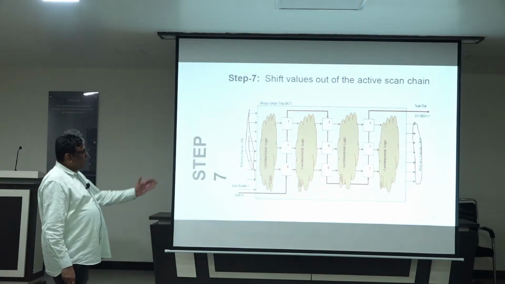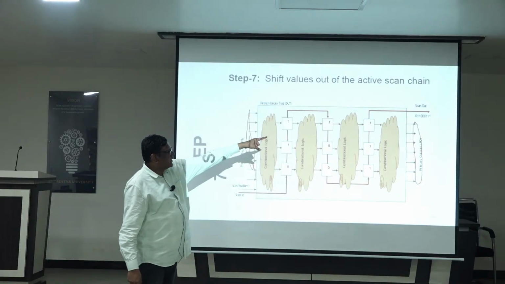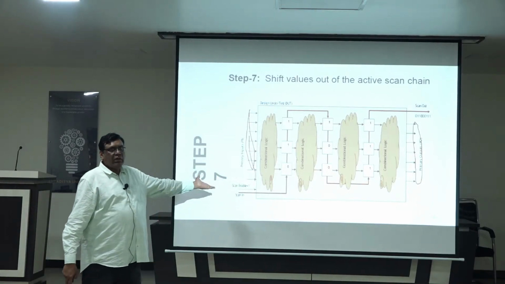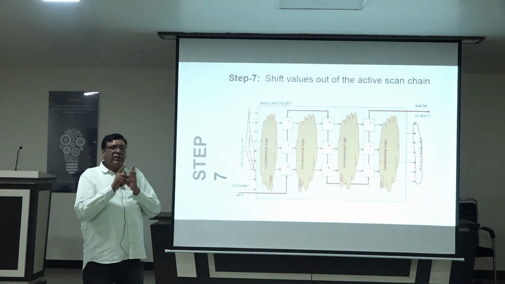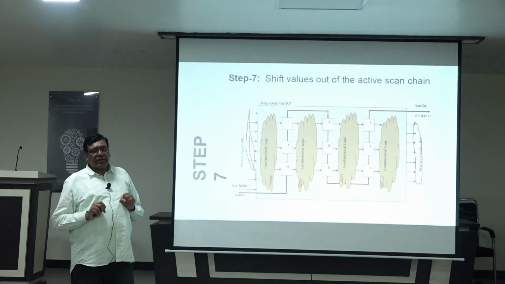Once it is shifted out, new data will come into it again. All the data is shifted out now, then new data will be loaded into the flops. One cycle of shift in, capture and shift out is one pattern. That is what we will call one pattern.